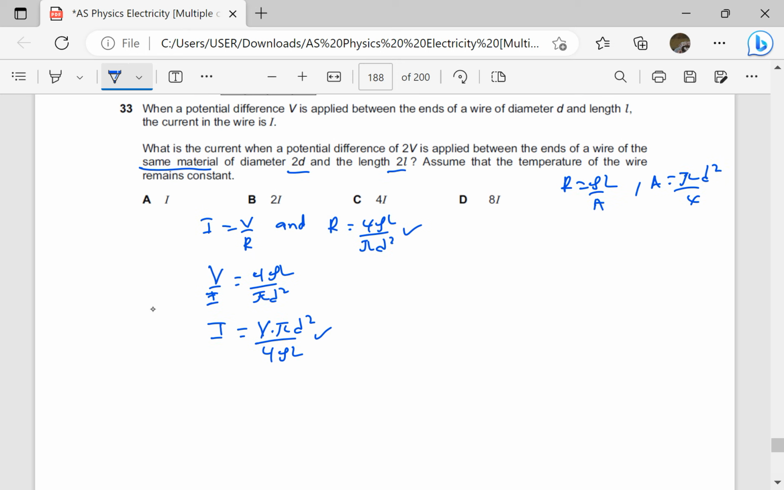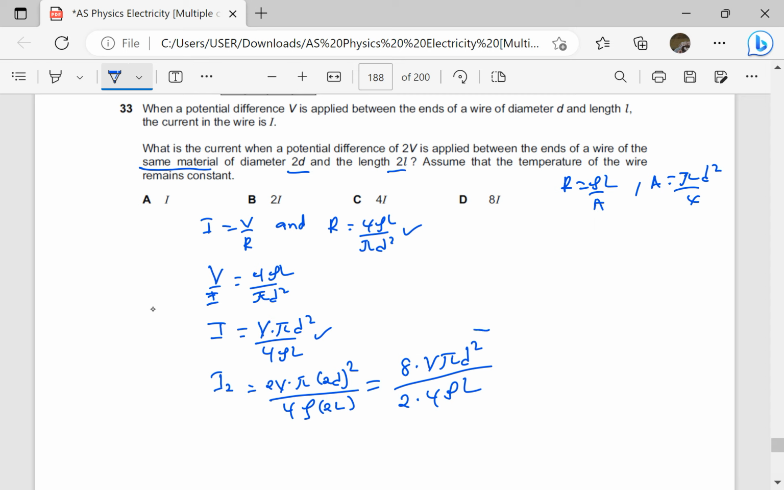For the second wire, let its current be I2. Its potential difference is twice V. Where there is V, I'm putting twice V times pi. Where there is diameter, I'll put twice D, but it is squared. Divided by 4. The resistivity is the same, and the length is twice L. So here I'll put 2L. I'll try to simplify this. When I square here, it becomes 4D squared. The 4 comes out, so it becomes 8 times V pi D squared divided by, when I pull out the 2, twice times 4 rho L.